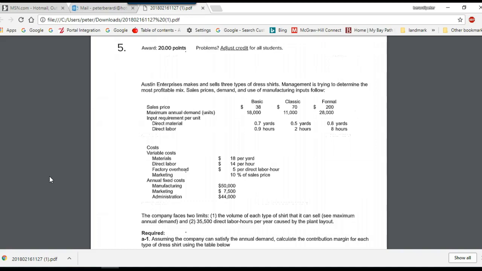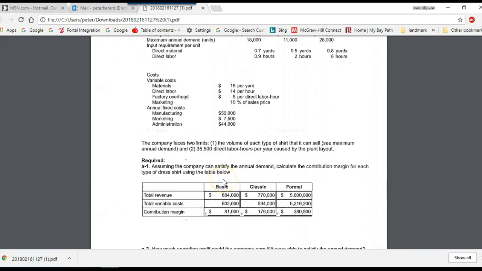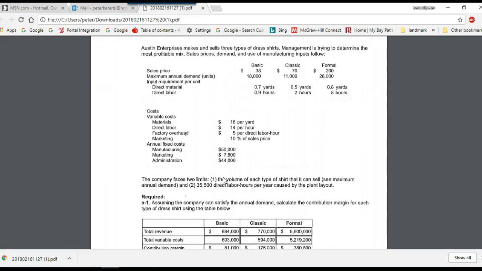Required: assume the company can satisfy the annual demand. Calculate the contribution margin for each type of dress shirt using the table below. So let's calculate that. It's fairly easy.